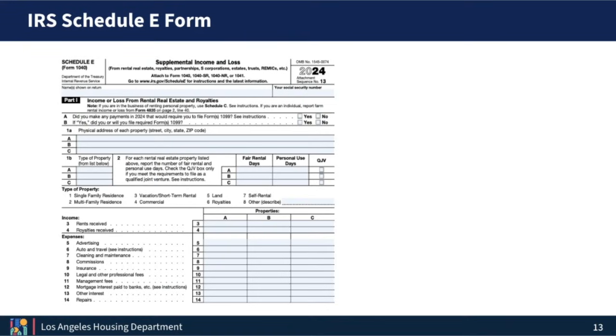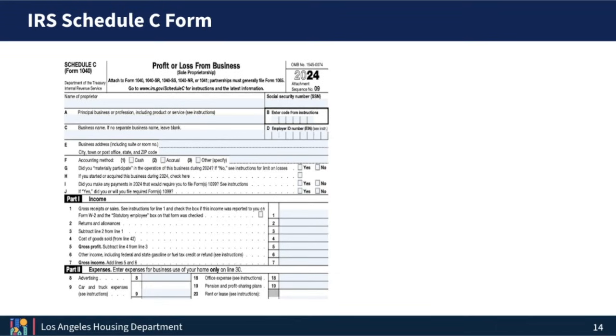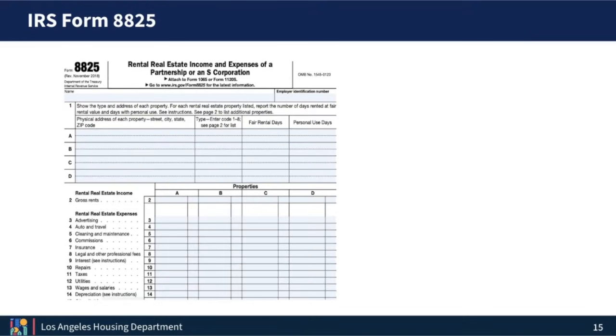IRS Schedule E form, supplemental income and loss. This is for individuals. Schedule C form, profit or loss from business. IRS Form 8825, rental real estate income and expenses of a partnership or an S corporation.